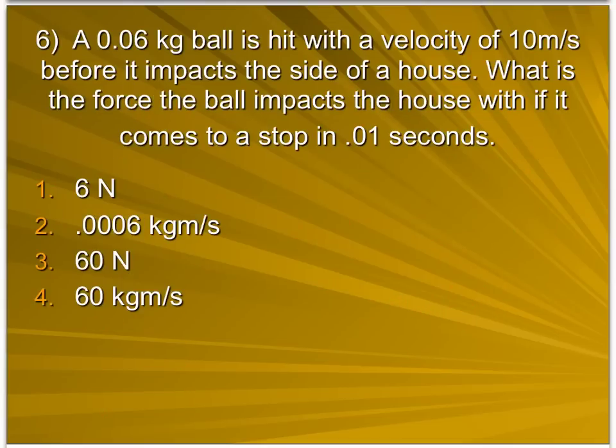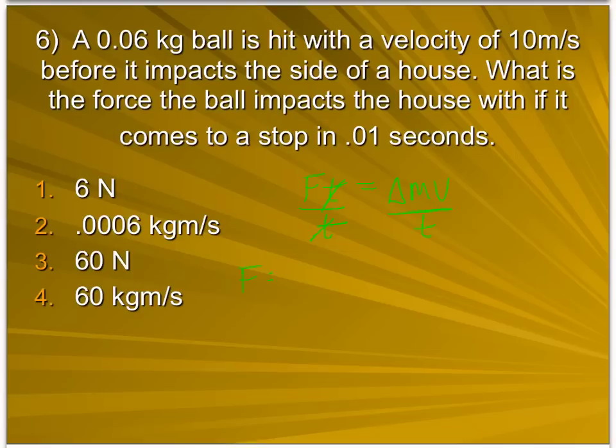In this problem, it wants to know if that 0.06 kilogram ball is hit with a velocity of 10 meters per second before it hits the house, what is the force that the ball impacts the house with if it comes to a stop in 0.01 seconds? Okay. So we just solved for the impulse to be 0.6 kilogram times meter per second, or you could start from scratch and say that Ft is equal to delta mv, and since I want to solve for force, I'm going to divide each side by the time.